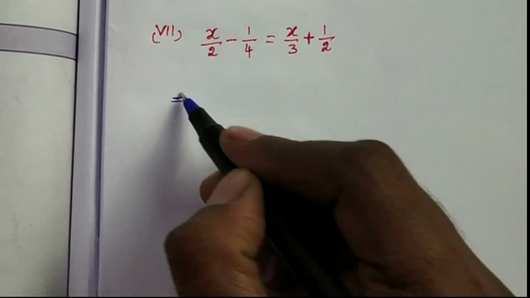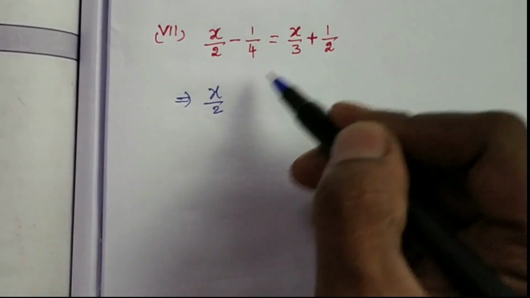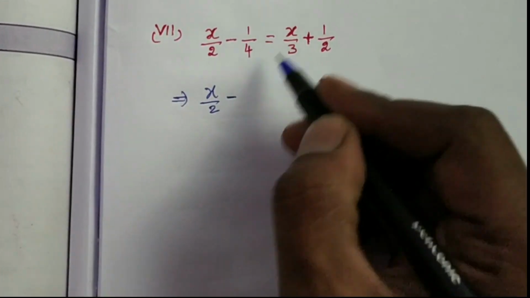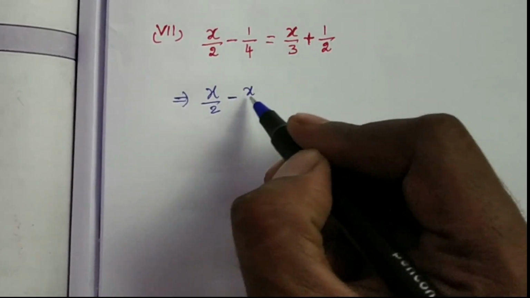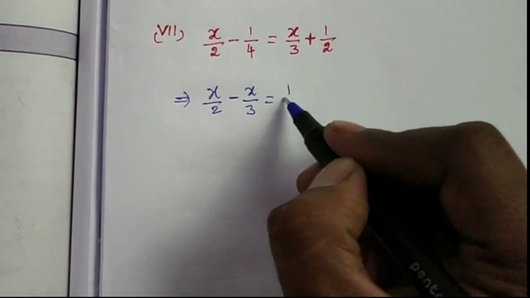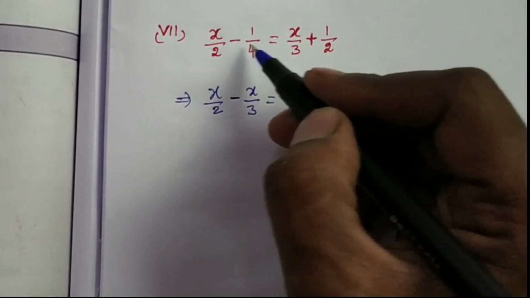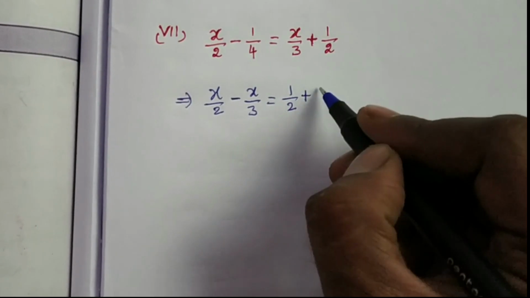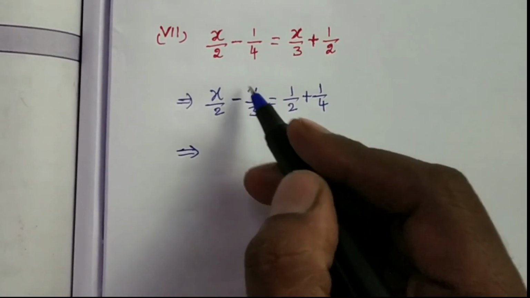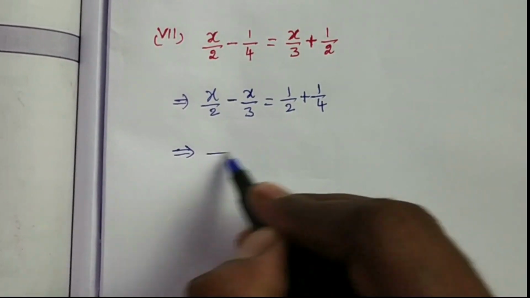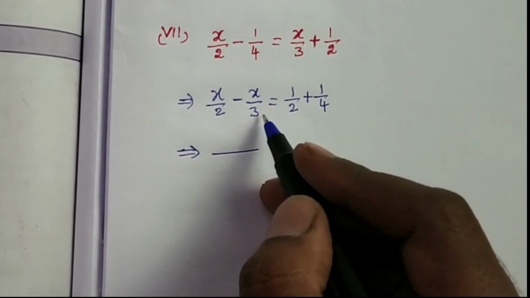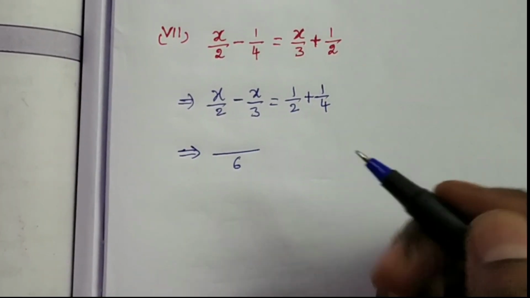That means x by 2 is there already. Send the right side x by 3 to the left hand side, then it will be, this is plus x by 3, now it will change to minus x by 3, is equal to, already 1 by 2 is there on the right hand side. Send minus 1 by 4 to the right hand side, then it will change to plus 1 by 4. Next do the LCM on the left hand side. 2 and 3 are prime numbers. So what is the LCM of prime numbers? Its product. So 2 3s are 6.